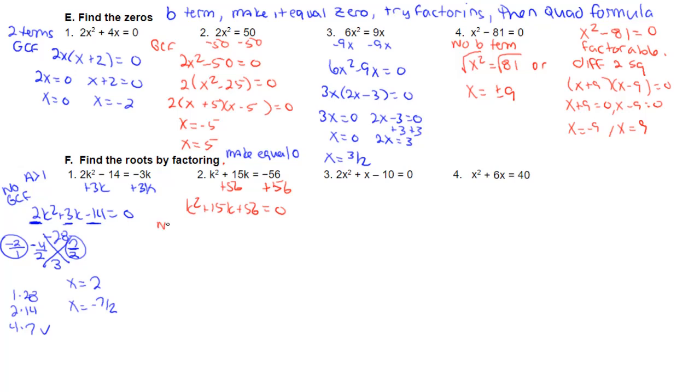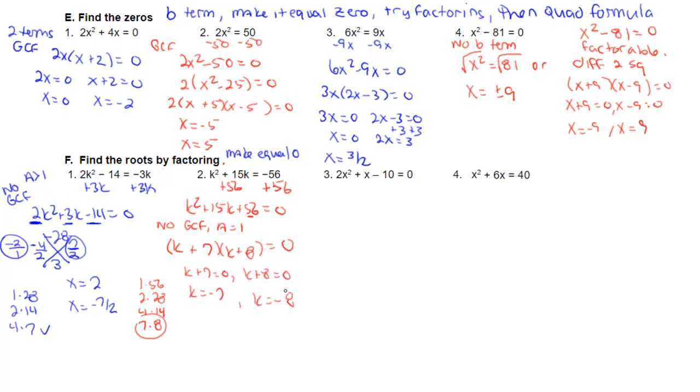This a is equal to 1, so we can just go ahead and make 2 parentheses with k and k. We need 2 numbers to multiply to get to 56 and add to get to 15. Well, those are going to be 7 and 8. When we fill them into our factors, we find out that k is going to equal -7 and k is going to equal -8.